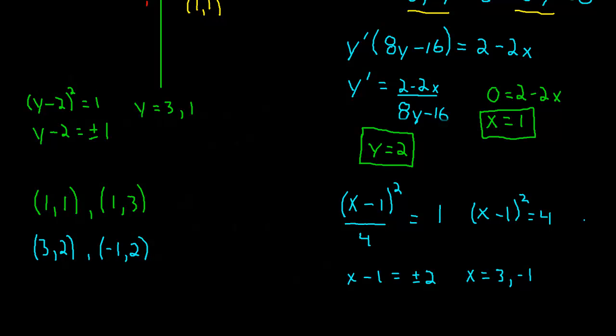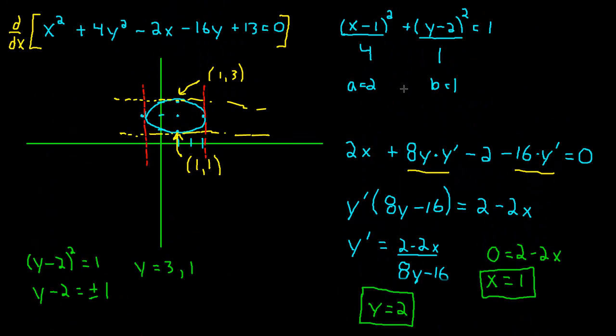So there you have it. We have found the max and the min of this ellipse using some implicit differentiation and a little bit of algebra.